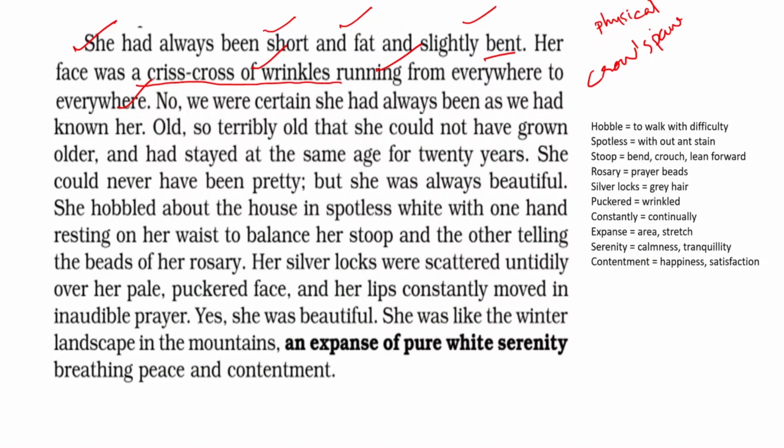There you can see a crisscross of lines running from all directions, from everywhere to everywhere. We were certain, means Khushwant Singh and his generation were certain, that she had always been as they had known her. This grandma had been at the same old stage when they had known her. Old, so terribly old that she could not have grown older.